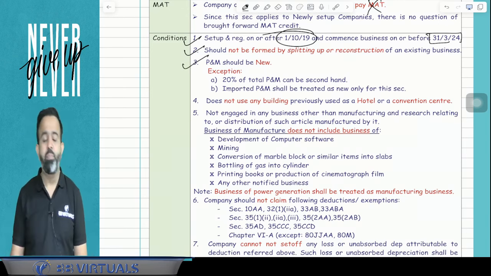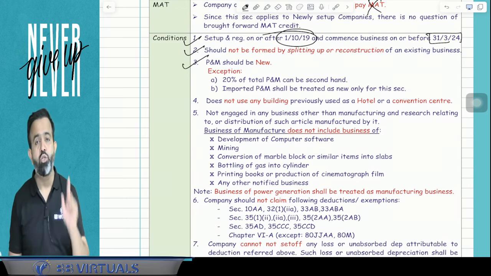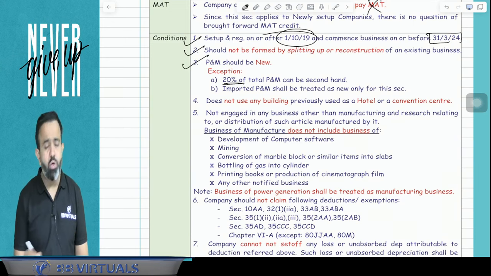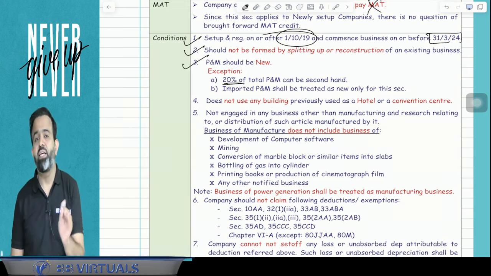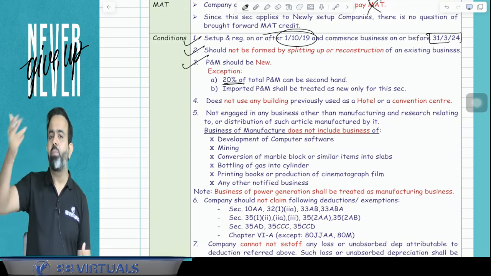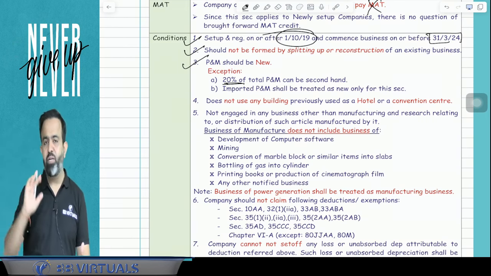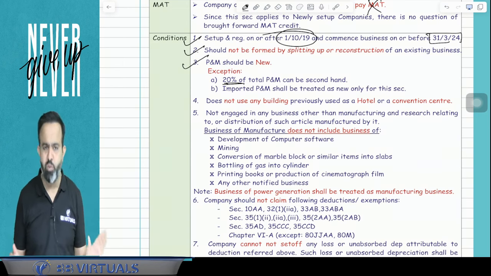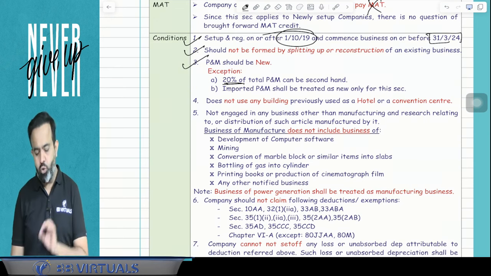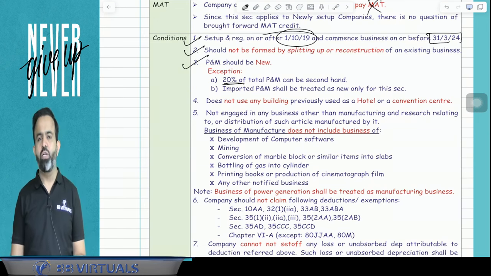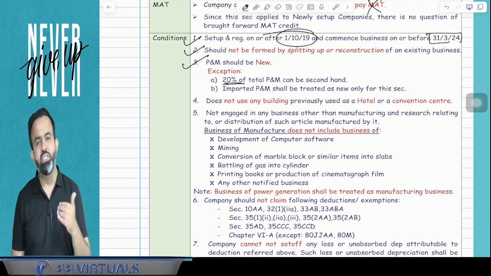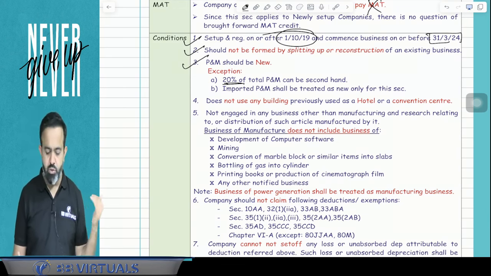Third condition, whatever plant and machinery is required for that business should be new. But there are two exceptional cases. One is that out of the total plant and machinery, 20% can be second hand. And one more point, any imported plant and machinery, even if it is second hand, will be treated as new only for the purpose of this section. So what the third condition says is that all plant and machinery should be new, but there are two exceptions: 20% can be second hand, and imported plant and machinery will be treated as new only for the purpose of this section.